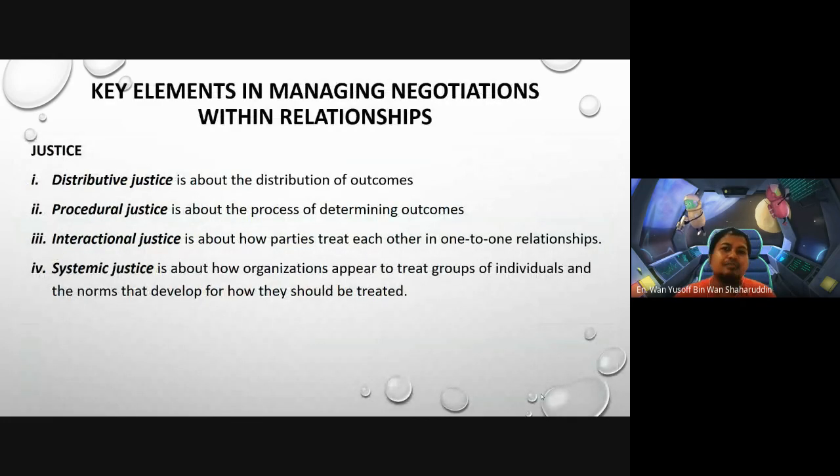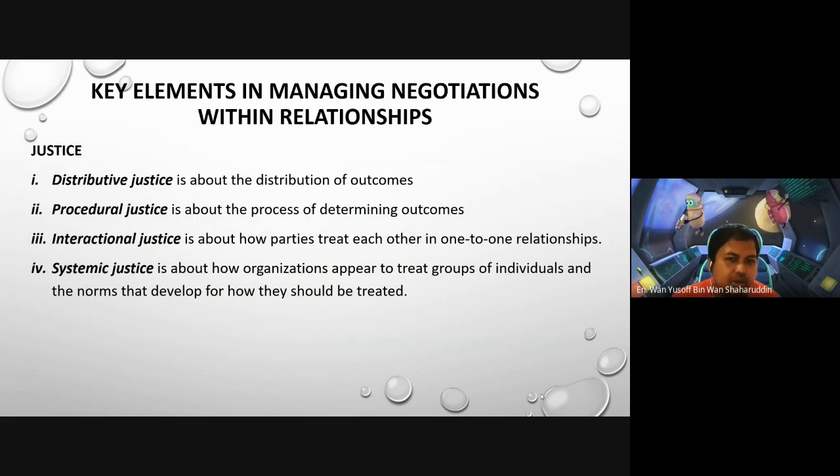So the key elements in managing negotiation within a relationship: we must have justice. Number one, distributive justice, whereby the distribution of outcomes will be very fair. Procedural justice is about the process of determining the outcomes. Not just the outcome itself, but the process must also be fair and also must be agreed upon by both parties.